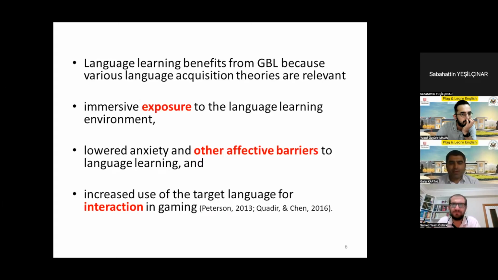Okay. So the why question also begins with answering some questions related to theory, because you know a theory is an educated guess, and without a theory we are without a guide. We need a theory, and we can say that game-based learning is relevant to various language acquisition theories. We can talk about immersive exposure to language learning environments, lowered anxiety and other affective barriers to language learning, and increased use of target language for interaction. Here we can talk about constructivism and interaction and many other related, both language specific theories and general learning theories. And all these are supporting the use of games in the classroom, or making use of gamifying in the classroom.